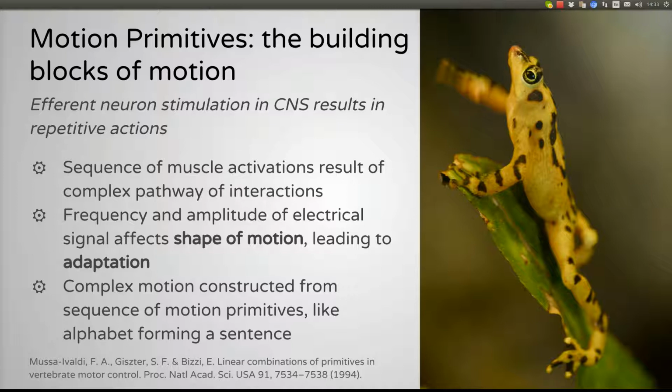So that tells us that the central nervous system is sending a signal to the muscle groups when it activates them to perform the action in a different way. Now, the interesting thing here is that when we perform an action, we will be coupling together a series of these motion primitives to build a more complex motion. The classical metaphor is in the same way that an alphabet forms a sentence. So we might have dozens of motion primitives all active at a time.